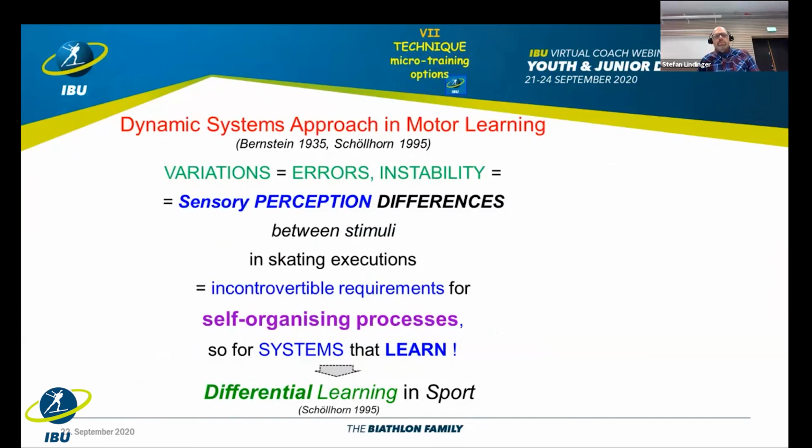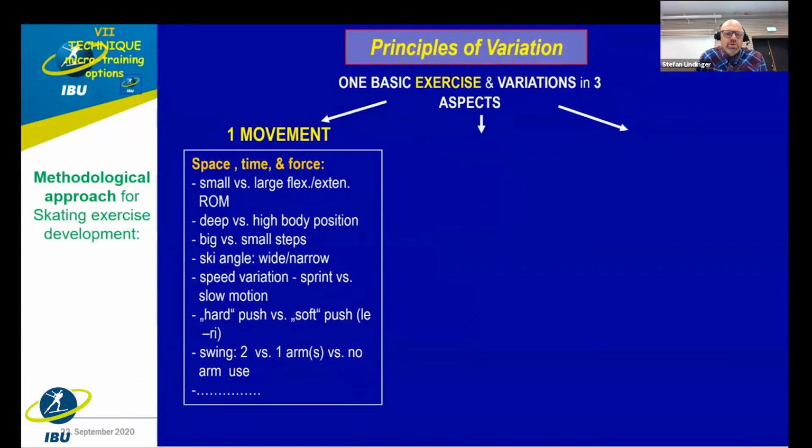At the end, we want to create, by our exercises, self-organizing processes. And that's why it's called differential learning in sport. Perception differences we want to show. And one possibility is to give a variation in the movement. We can have small versus large flexion extension ranges of motion. We can ski in a deep, high body position, big versus small steps, ski angle wide, narrow, speed variation, hard push-off versus soft push-off, etc.